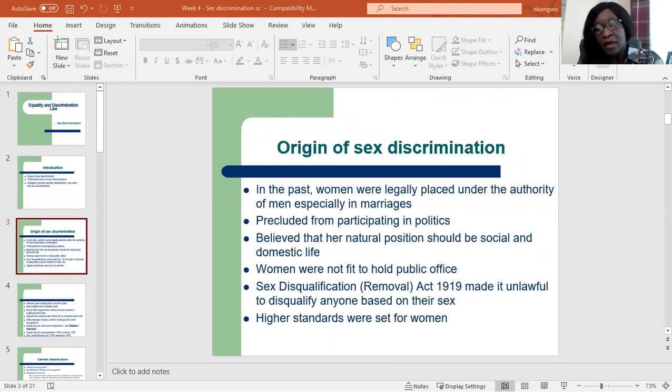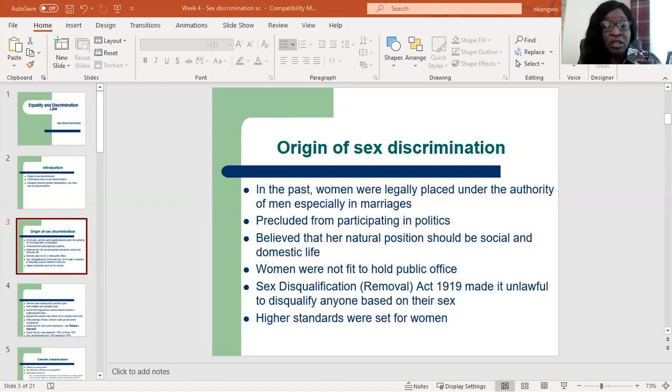All right, so just a brief history. Throughout history and across societies, women have always faced discrimination in all areas of their lives. They were viewed as less than human, as having inferior brains and being irrational beings. Because of this, women were treated as less than men. They were legally placed under the authority of men, especially in marriages. A woman was treated as a minor, with her husband having control of her and her property.